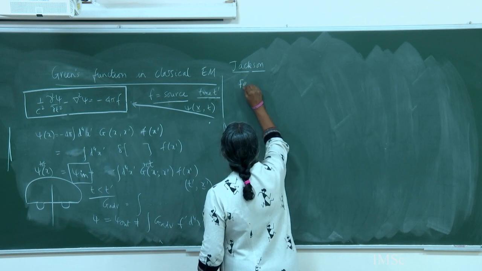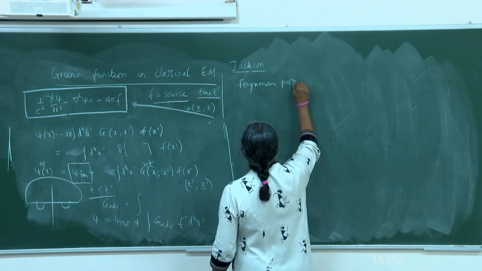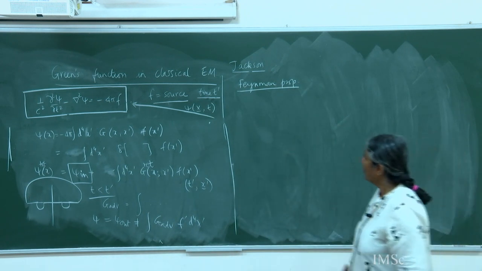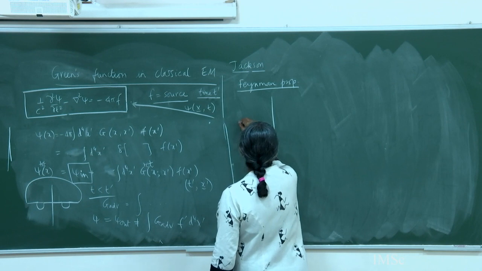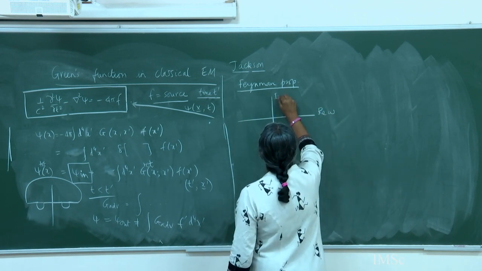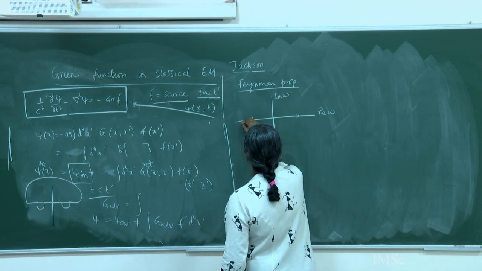Now I come to the Feynman propagator. Of course, you can write it down now for the Klein-Gordon equation, but all your propagators will look identical, and in the Feynman propagator, the way you take the contour is like this.